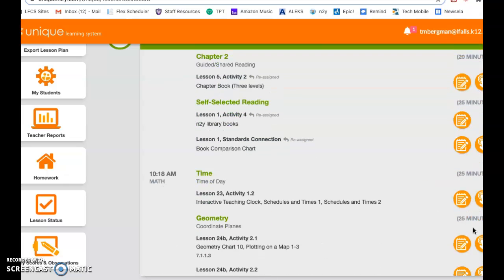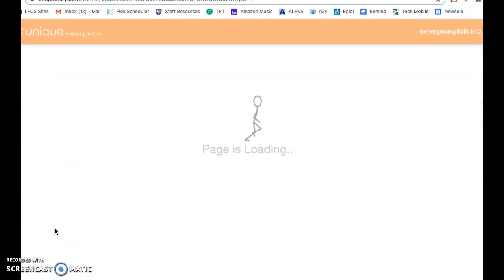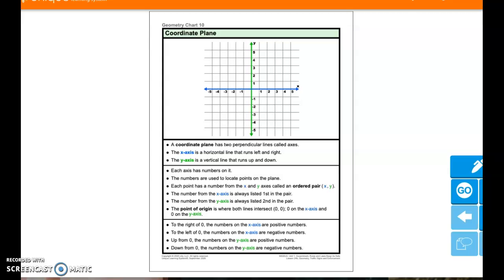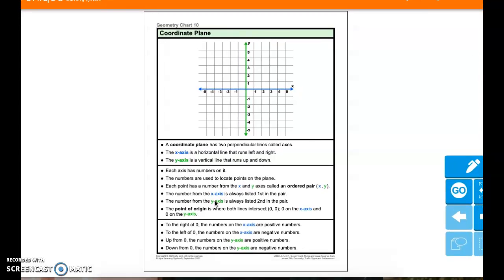Okay, today we are going to get going with some math. What we are going to do is talk about coordinate planes.